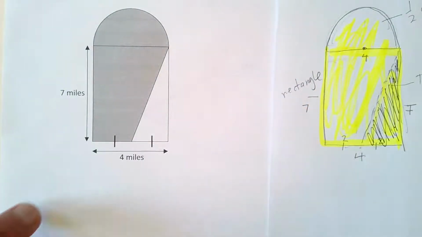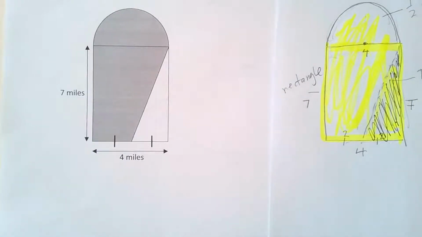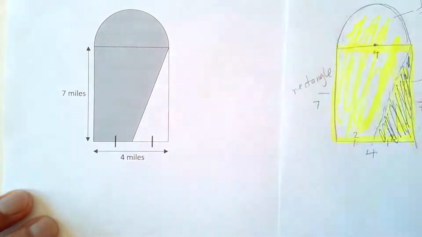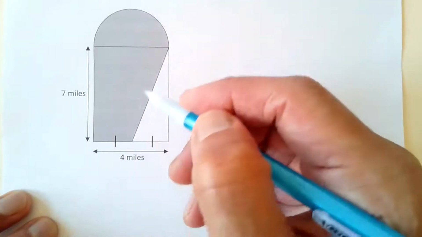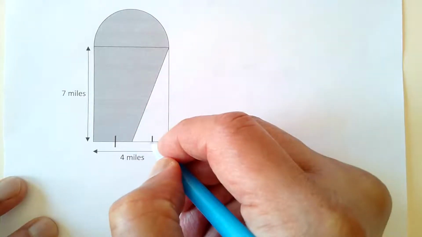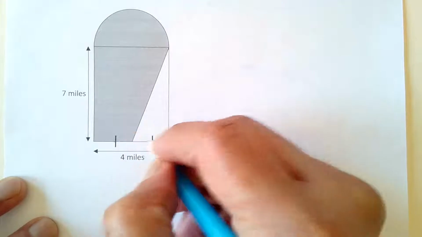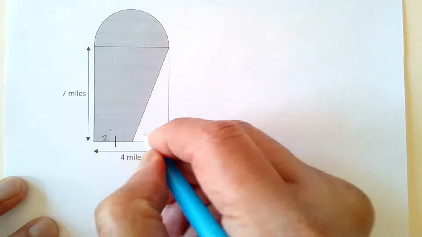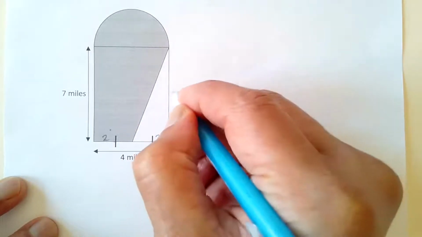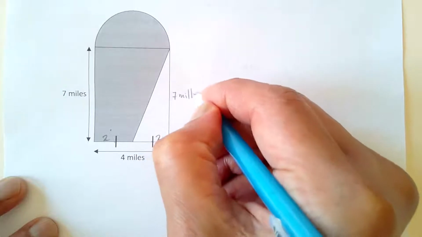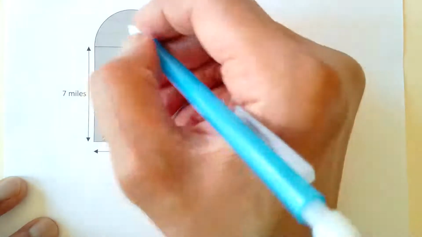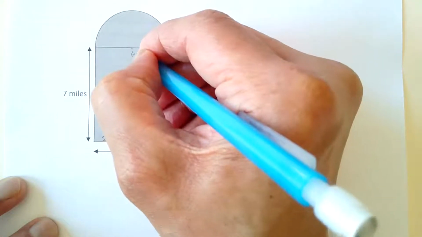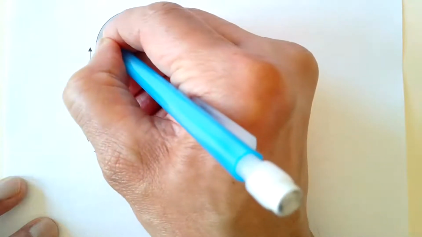Okay, let's move this out here. So step 1, let's try to put some numbers to the missing sides. We know this is equal, these lines mean equal, so this would be 2, and this would be 2 miles also. This would be 7 miles. This diameter here would be 4 miles, so therefore the radius is 2.